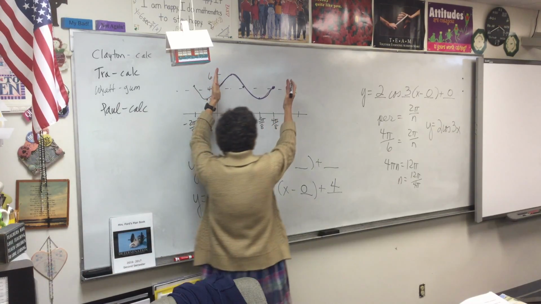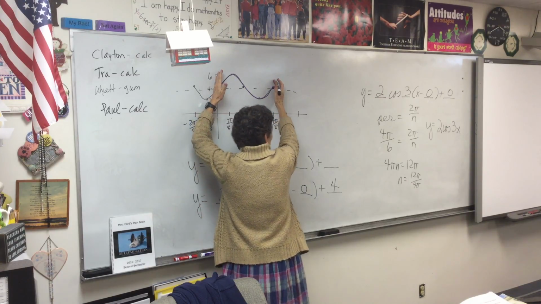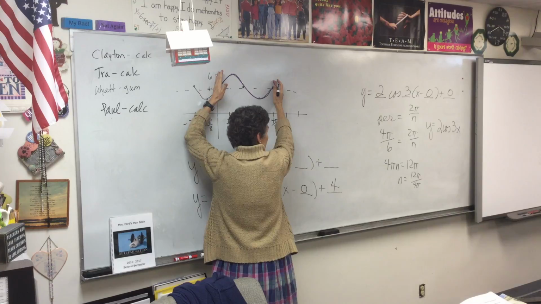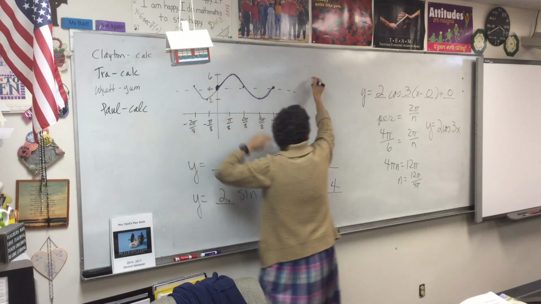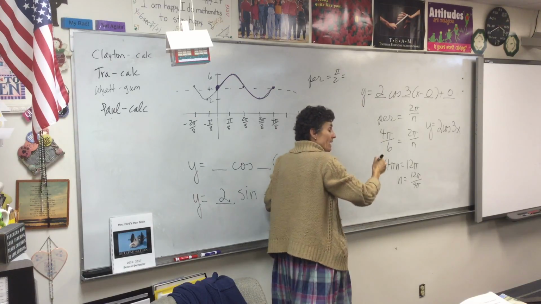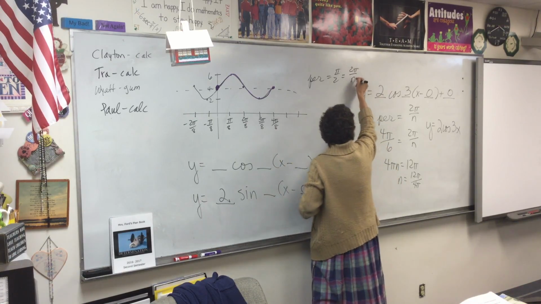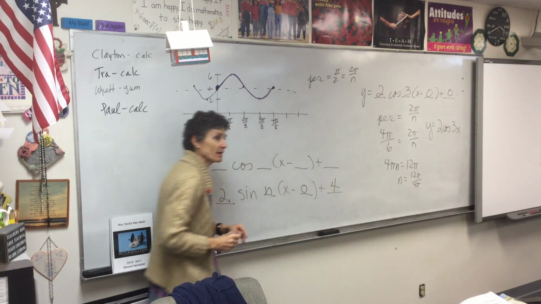Now, this is a period. What is your period? 4 pi over 8. I'm going to go ahead and reduce that. That would be pi over 2. So your period is pi over 2. And we know we find period by taking 2 pi and dividing it by that coefficient.